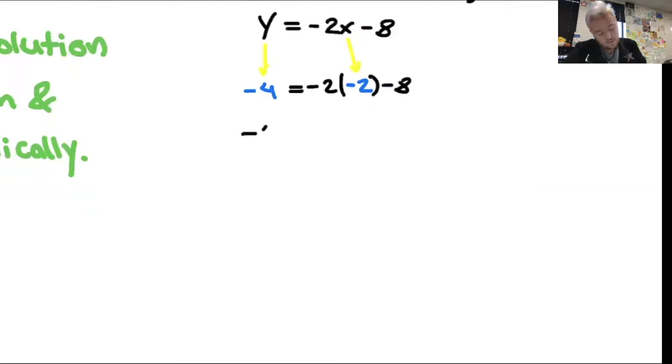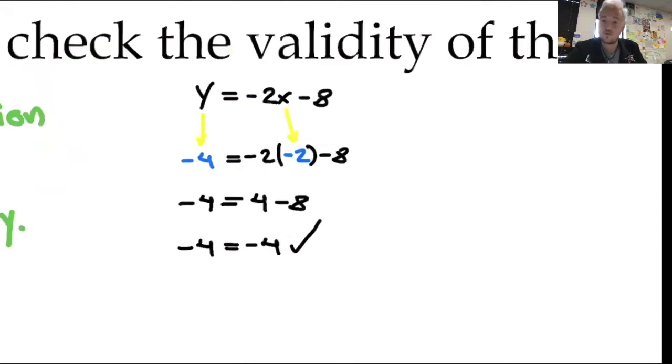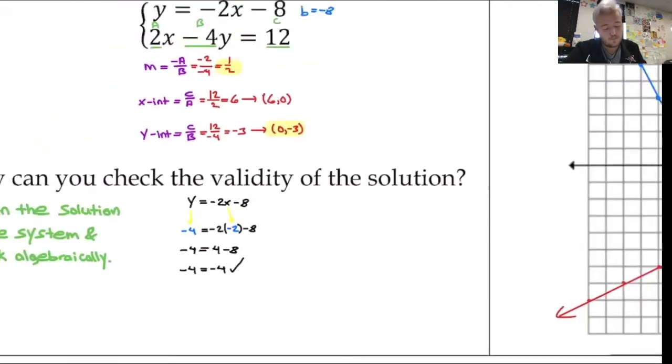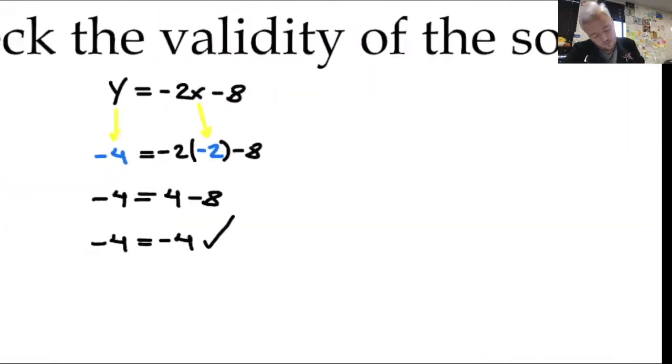So I have negative 4 equals negative 2 times negative 2, which gives you positive 4. So positive 4 minus 8 gives you negative 4. So it works. It works for the first one. So now we have to check the second one: 2x minus 4y equals 12.